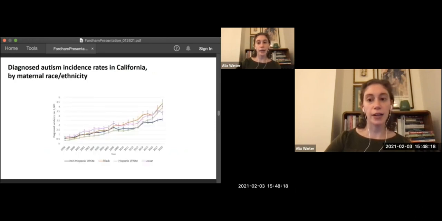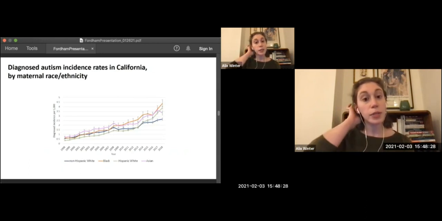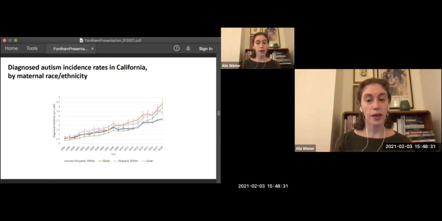The social patterning of diagnosis by race, though, has changed considerably. So in the late 90s and early 2000s, children of white, Black, and Asian mothers had similar rates of autism diagnosis in California, and rates were lower among children of Hispanic mothers. But since 2008, autism diagnosis among children of white mothers has slowed, and by 2014, they had the lowest diagnosed autism incidence rates. Diagnosis among children of Hispanic mothers, on the other hand, rose sharply, especially beginning in 2013, eventually catching up with the rates of children of Black and Asian mothers. And so this marks a pretty dramatic shift in recent years in who is being diagnosed with autism.